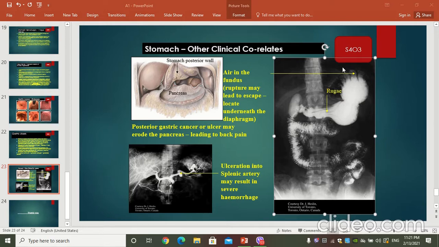Posterior gastric cancer or ulcer may erode the pancreas. Erosion of the pancreas, because the pancreas is behind the stomach, leads to back pain, and sometimes erosion of the splenic artery may lead to severe bleeding. Ulceration into the splenic artery may result in severe hemorrhage.